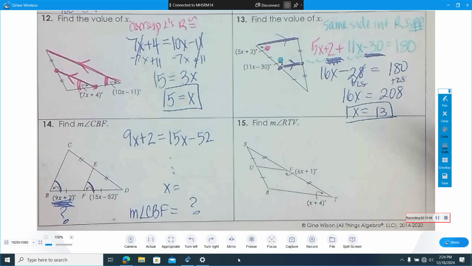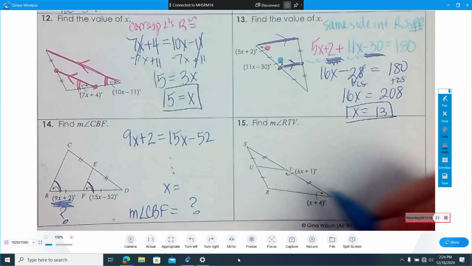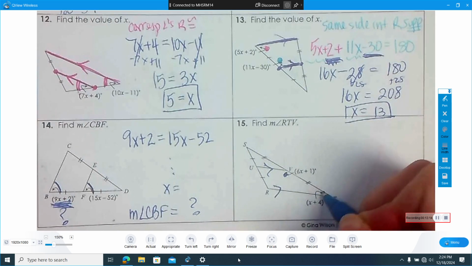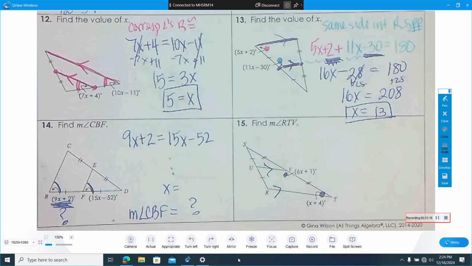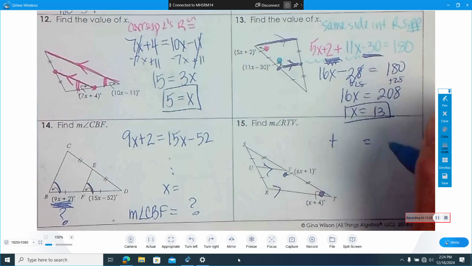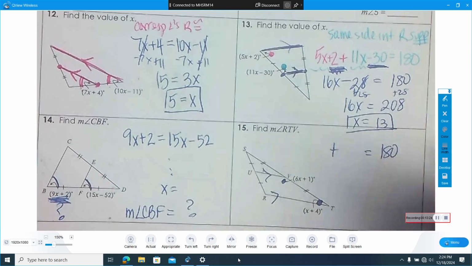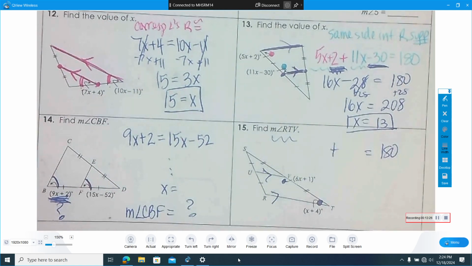Over here, again, we get parallel lines. So these two angles would be supplementary. They add to be 180. Okay. So again, don't forget to plug things back in. Make sure you're reading the directions.